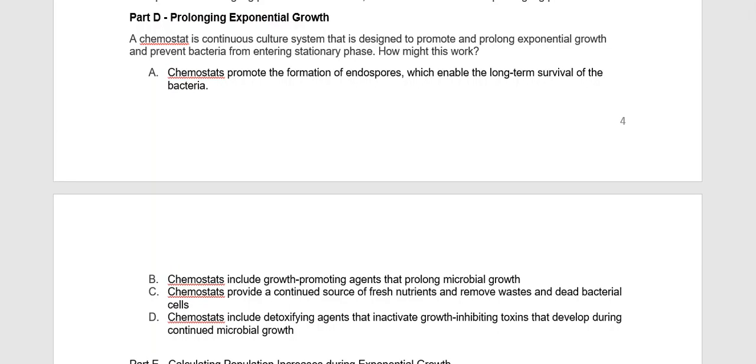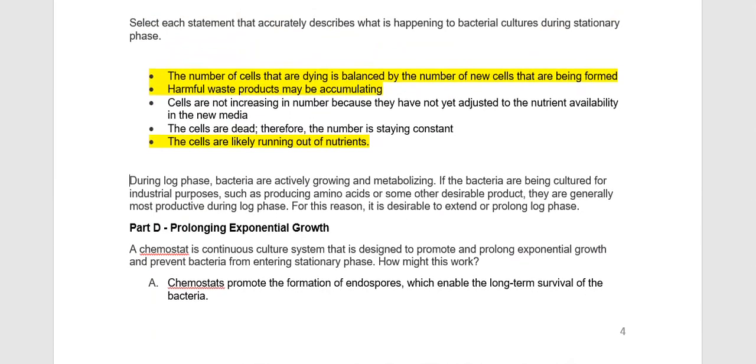So, we've already discussed that bacteria will go into this kind of stationary phase, and I'm just going to slide up here a little bit so we can see that, because harmful waste products may be accumulating, as we discussed here, and the cells are likely running out of nutrients. So if those two things could be what puts a bacteria population into stationary phase, how about if we remove those two obstacles?